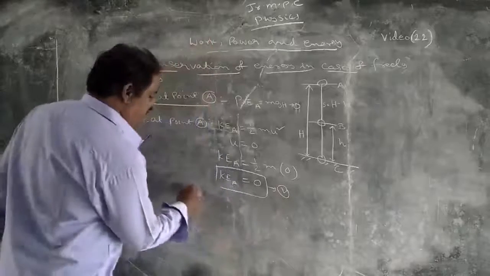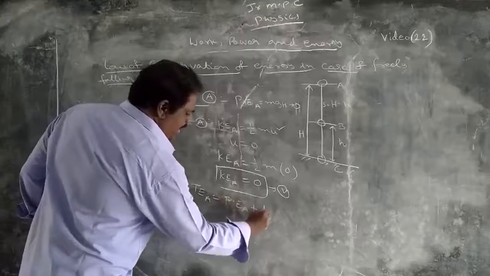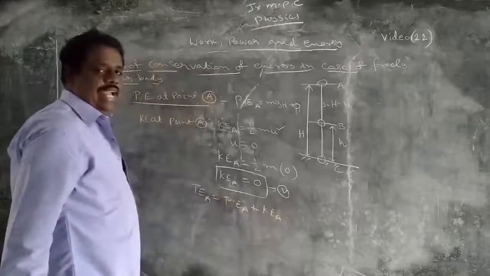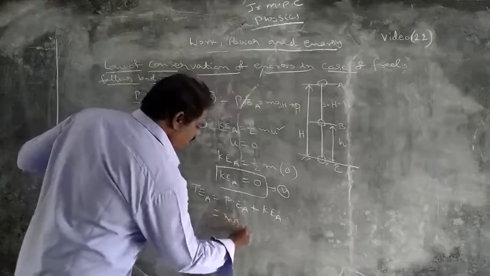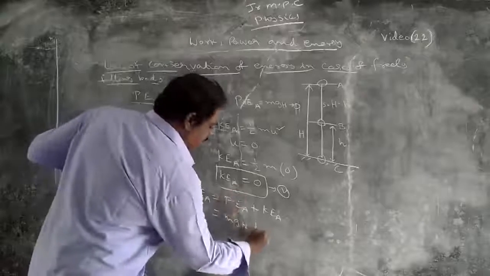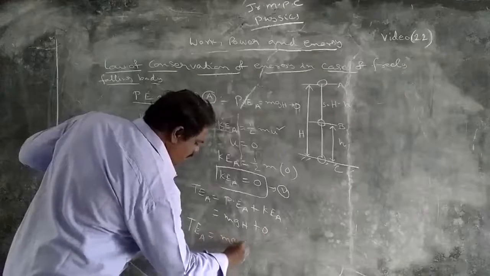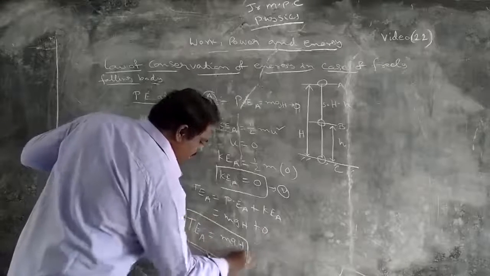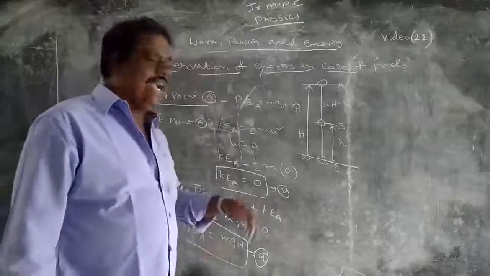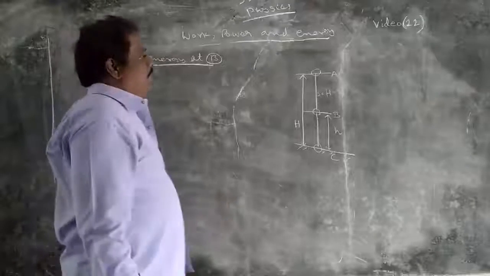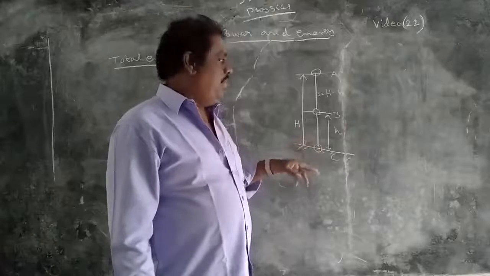Then total energy. Total energy at A is equal to potential energy at A plus kinetic energy at A. From equations 1 and 2, potential energy at A is equal to mgH plus kinetic energy equal to 0. Therefore, total energy at A is equal to mgH. This is equation number A. Total energy at A is equal to mgH. In the previous case, the total energy we have calculated is equal to mgH.